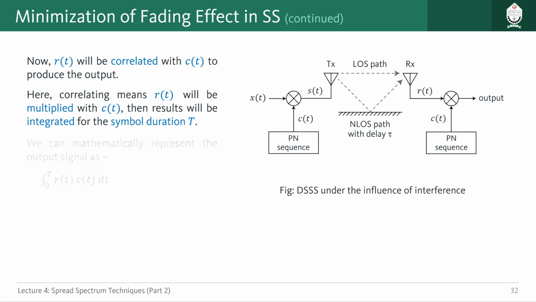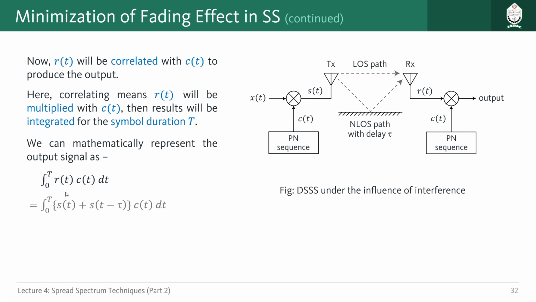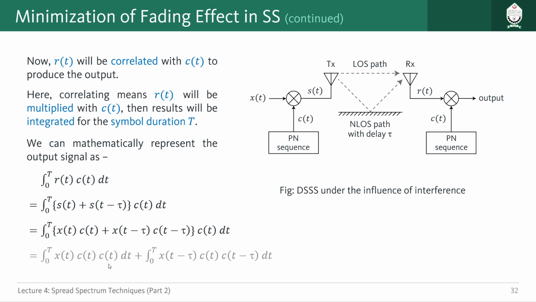Now mathematically we can represent the output signal as this one, as r of t will be multiplied with c of t first, then the result will be integrated over a symbol duration T. So that is done here. We can just put the value of r of t here, which is this one, and expand the expression like this, and we can take two integrations. So we can just separate these two portions with two different integrations. This is our final output signal, right?